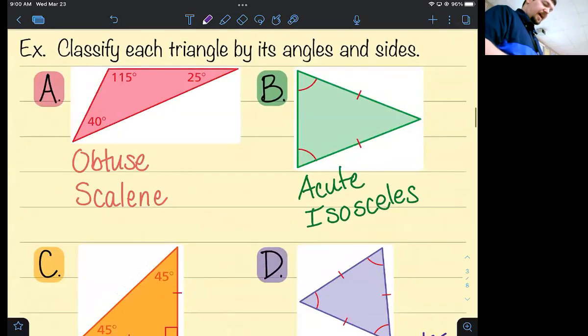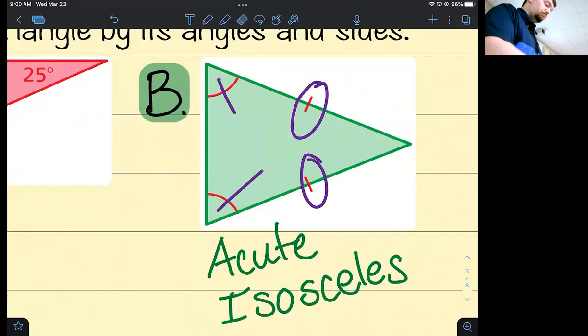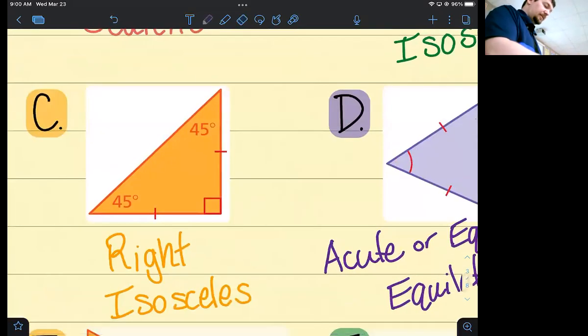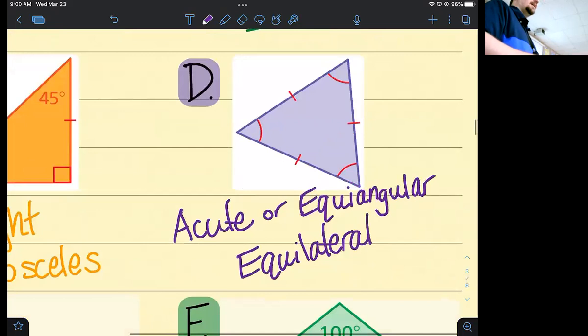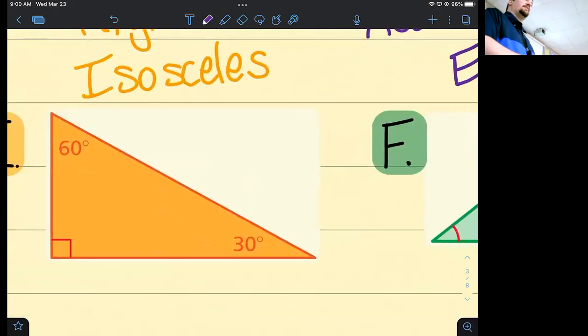In fact, I've been noticing a trend here. Have you noticed that every time we've had an isosceles triangle with 2 equal sides, there's been 2 equal angles? That happened again here. Here we have 3 equal sides, 3 equal angles. How many equal sides do we have here? None. How many equal angles? If all 3 sides are different, all 3 angles are also different.